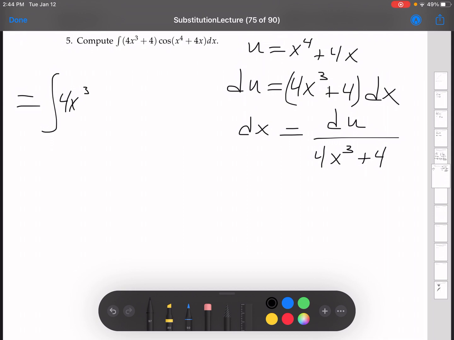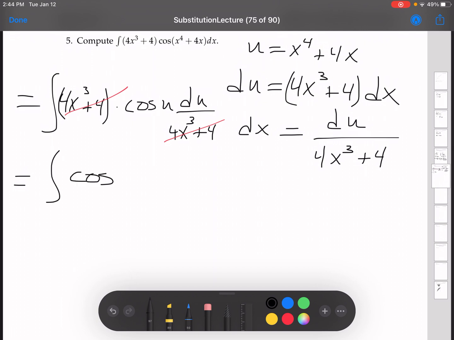4x cubed plus 4 times cosine of u du over this 4x cubed plus 4. And you can see that those cancel there. And then we get the integral of cosine u du. All right, now this way of doing it with the canceling is perfectly fine, but it doesn't really show you exactly what's going on.